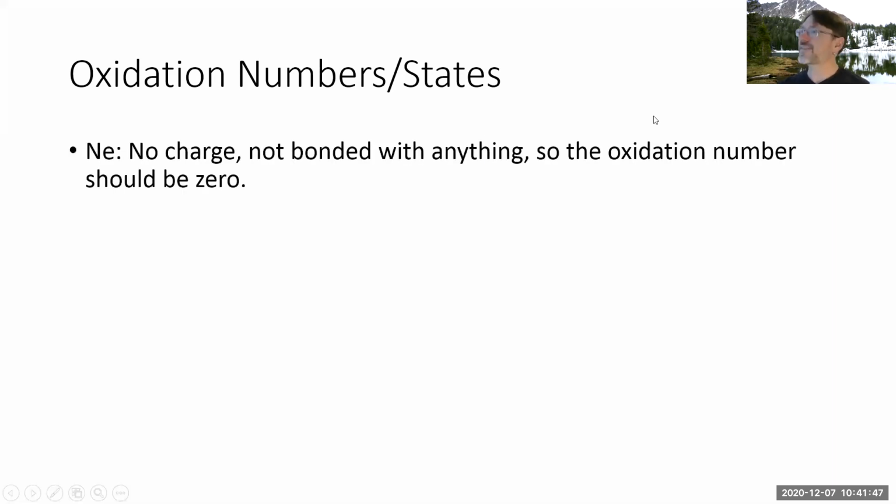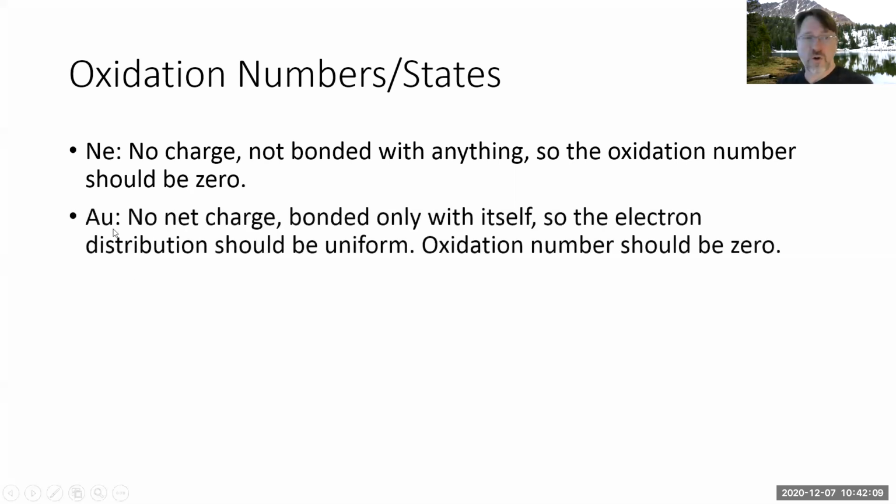So let's look at some examples of what we want the oxidation numbers to be. So there should be some relationship between the charge on something and its oxidation number. So looking at neon as an example, there's no charge on it, it's not bonded to anything, and so we should hope that the oxidation number should be 0 in this case. Gold. Well, gold is bonded to itself in a solid block of gold, but it's only bonded with itself, and so we expect the electrons should be distributed uniformly throughout the entire block of gold. And so again, we would hope that the oxidation number should be 0 in this case.